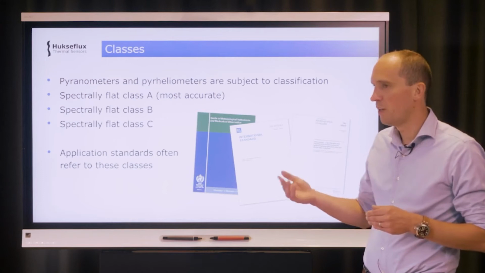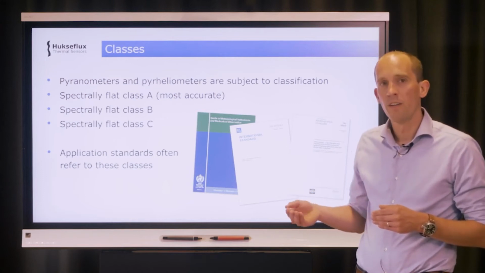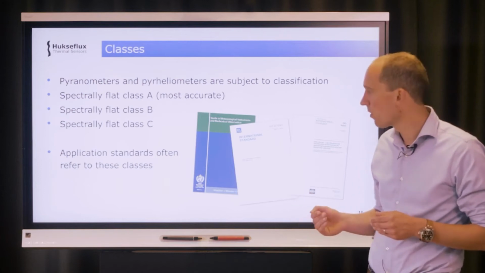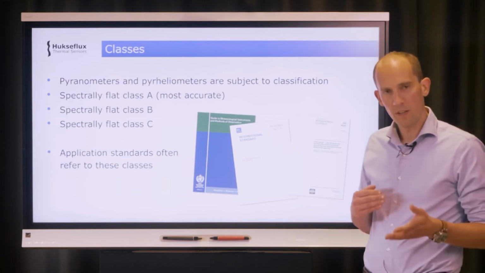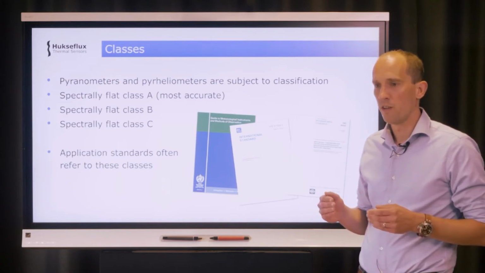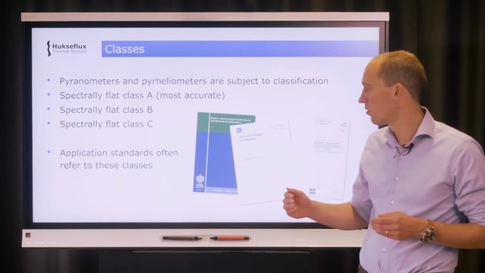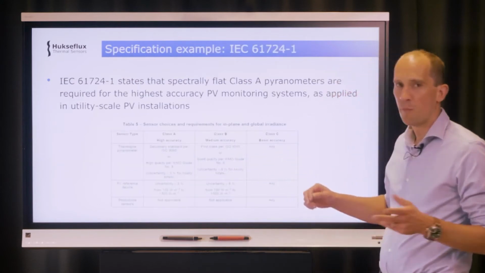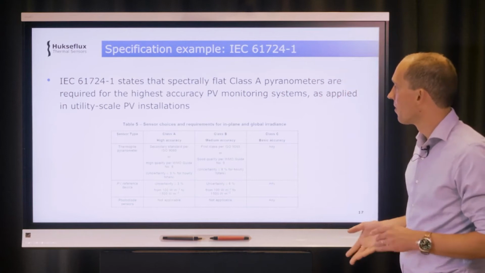If you get a class B, that is one accuracy class lower. If you go for a spectrally flat class C pyranometer, you're again an accuracy class lower. So often, many times, you will be working with an application standard, a standard that tells you which class pyranometer to use. I'll show you an example of how this works in practice.